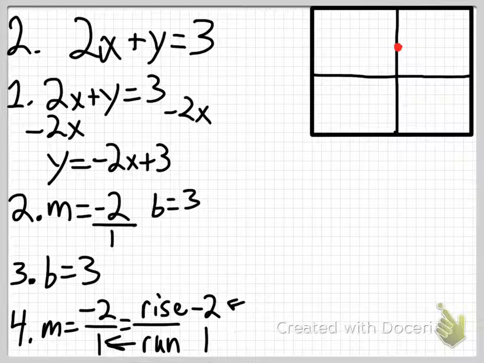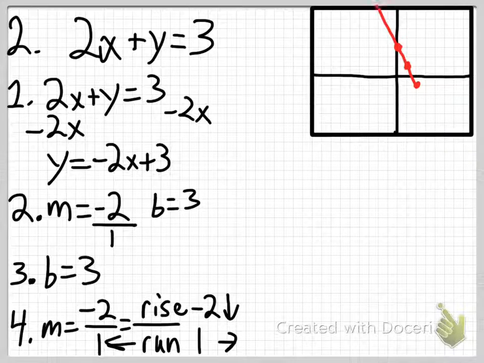Our rise is -2, so we're going to go down 2, and our run is 1, so we're going to go to the right 1. Sorry about that. So from our original b, from that 3, we're going to go down 2, right 1, down 2 from that new point, right 1. And then we connect our dots with a line.